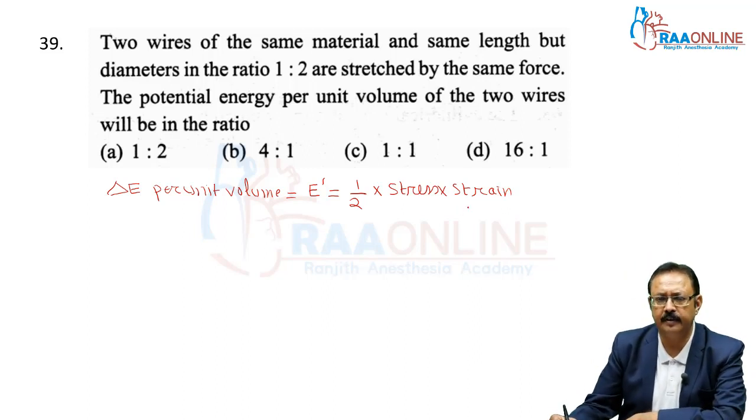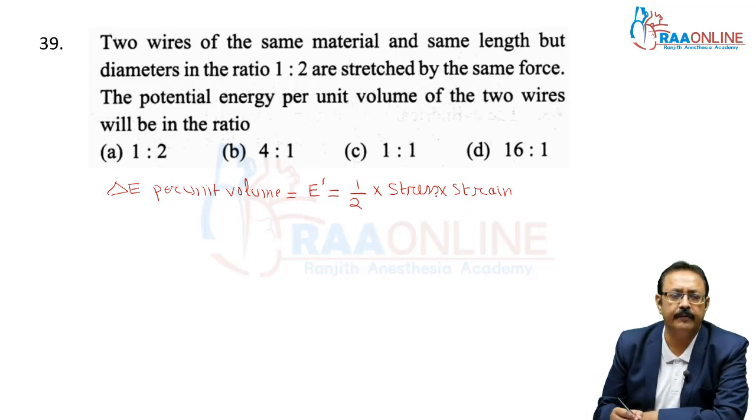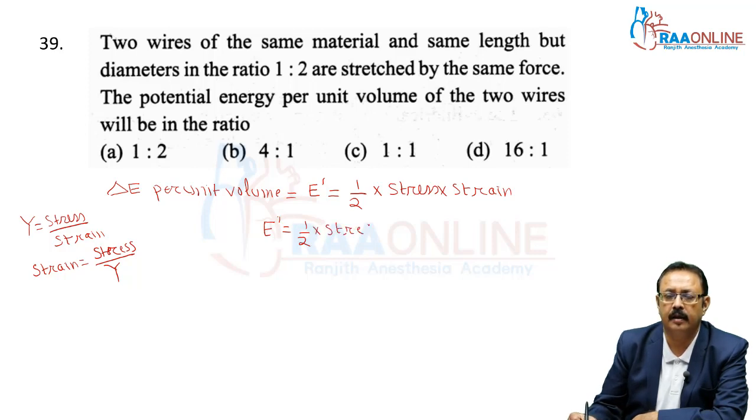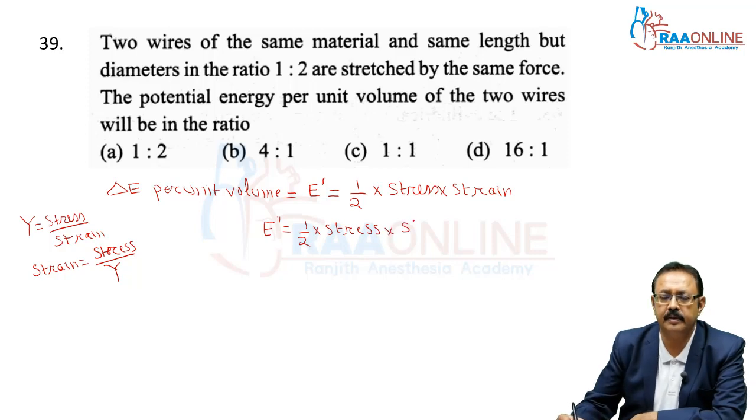Change in length is not given, so we cannot use the strain, but we know that Young modulus is stress upon strain. So I am removing that strain. For that, change in length is not given. So I am replacing strain by stress upon Y. So what am I getting for energy per unit volume? Half stress into stress divided by Y.